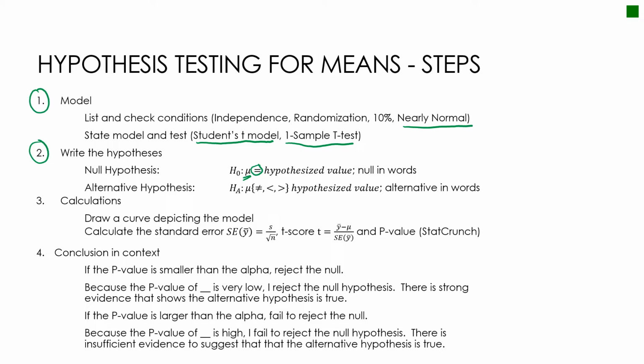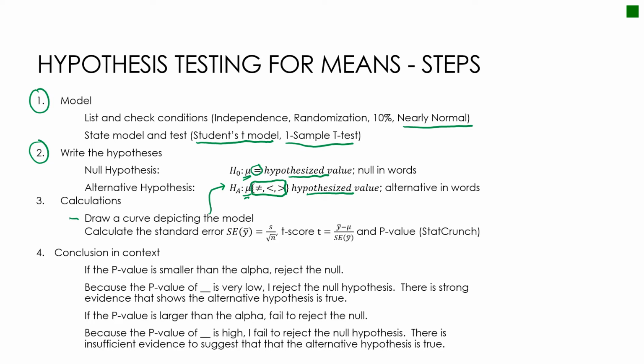The alternative hypothesis again is going to be one of these three options, but again I'm using mu. And remember that the hypothesized value is the same for the null and the alternative. We can draw a curve to depict the model, but it's not necessary. Again, sometimes it's helpful to draw the curve in order to figure out what's happening in the alternative hypothesis.